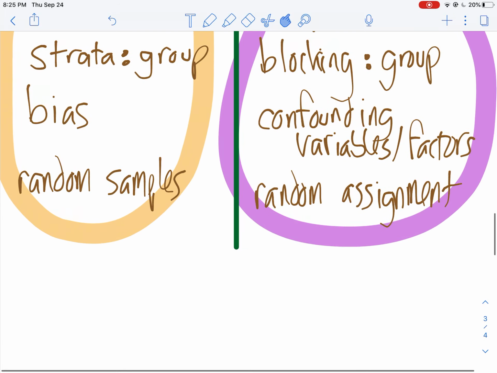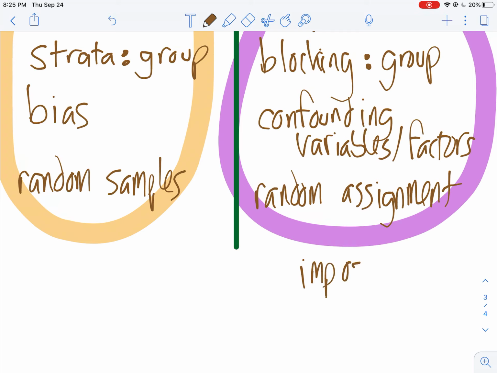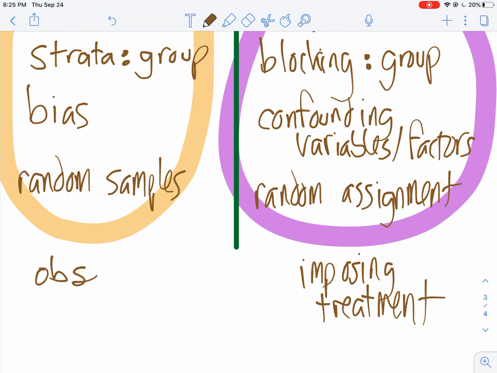And remember the big difference here with an experiment as opposed to a sample, right? Experiment, you are imposing treatment. Whether it's maybe a medication or some sort of behavior imposing on them, you're saying, you're going to do this, you're going to take this, and then you're looking for results. With a sample, you are not doing that. You are observing.